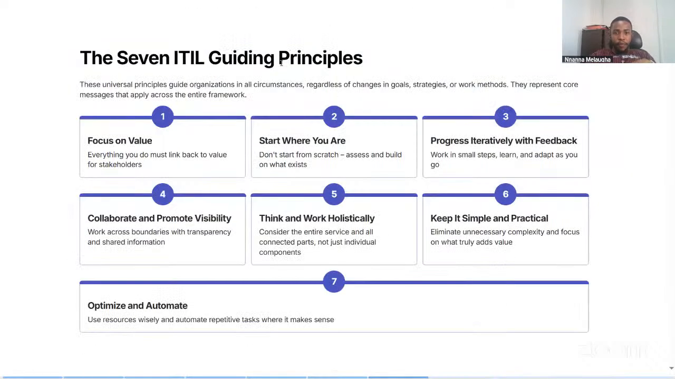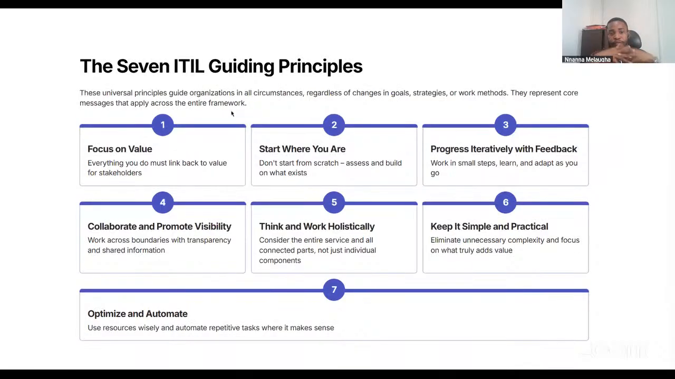Then we also have 7 guiding principles for the ITIL framework, right? These are universal principles. They guide organizations in all circumstances, regardless of changing goals, and they represent the core message that applies across the entire framework, right? So these 7 guiding principles, one, you're focusing on value, right?